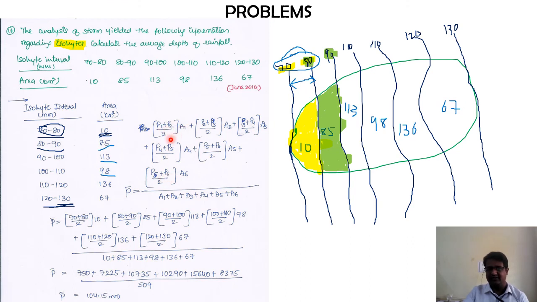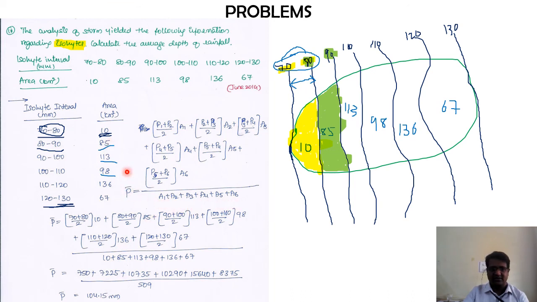So P1 plus P2 by 2 into A1, P2 plus P3 by 2 into A2, P3 plus P4 by 2 into A3, P4 plus P5 by 2 into A4, P5 plus, sorry, the formula has gone wrong here. P5 plus P6 it should have been, by 2 into A5, and P6 plus P7 by 2 into A6. So this is what it should be. Now I'll show you, divided by the whole area.